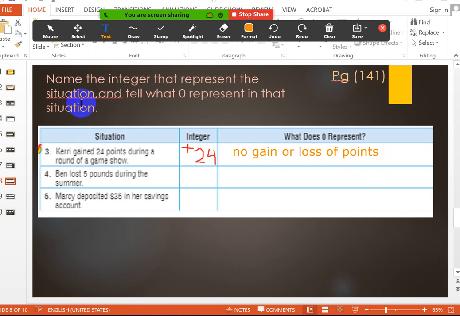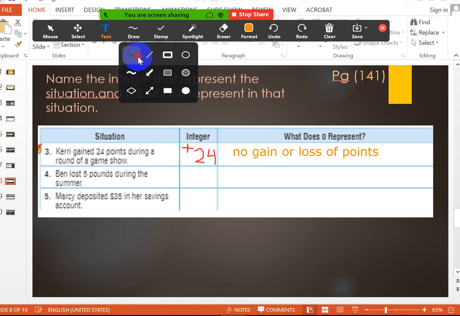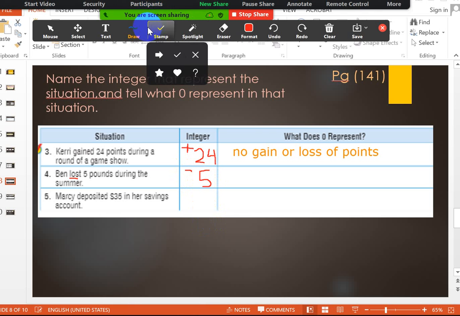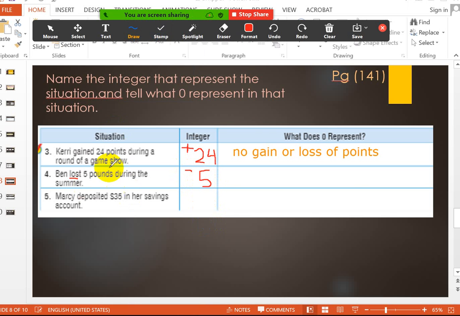Number 4. Yes, Tolin, open your mic. Yes, teacher. Ben lost, look at this word, lost 5 pounds during the summer. It's -5. Excellent. Thank you so much, Tolin. That means -5 because lost means negative, not positive, of course. So we are talking about pounds, about the weight.